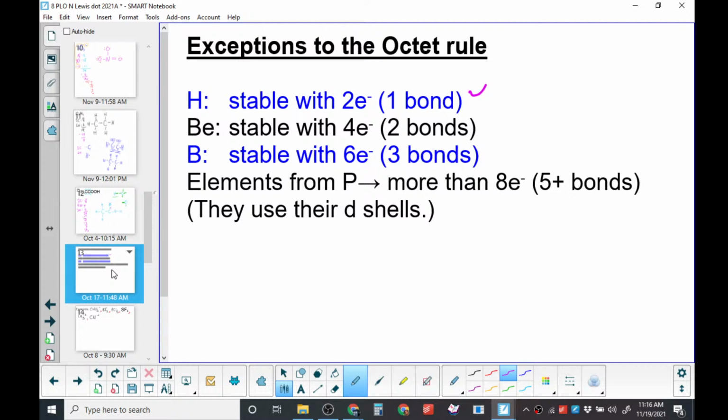Beryllium is happy with 4 because what it does is it fills up its first shell and uses them and then just fills up this shell, the S. It doesn't even bother going to the 2p. And then it's happy. Boron is just weird. I have no decent explanation, but it's fine with 6. Yeah, I don't have a decent explanation. Not one at this level, anyway. So, these are the exceptions.